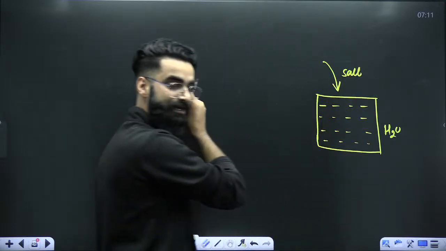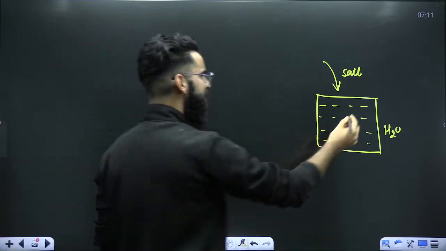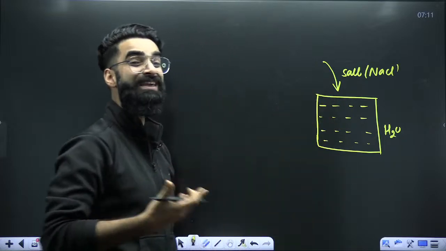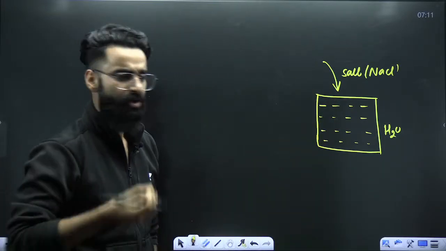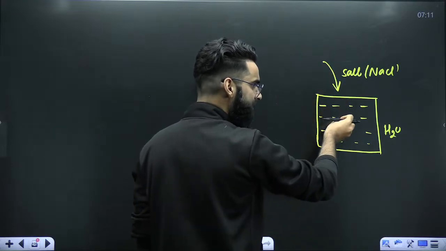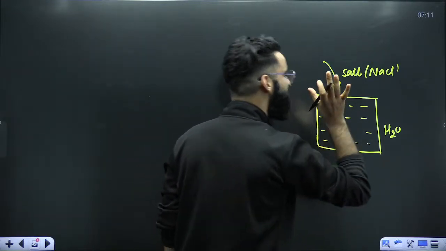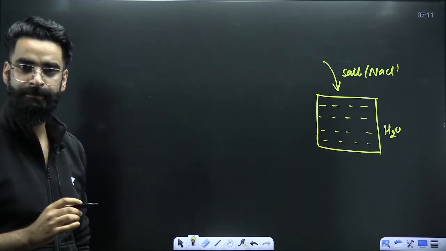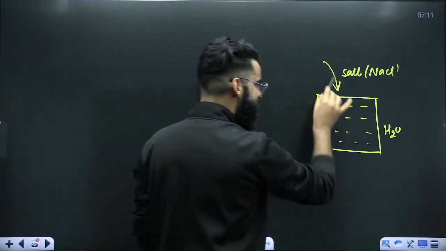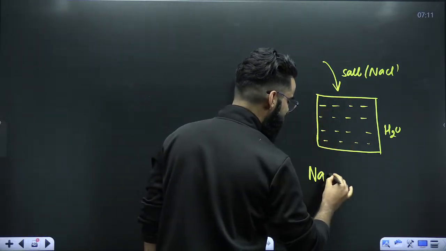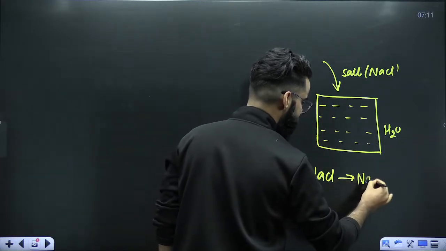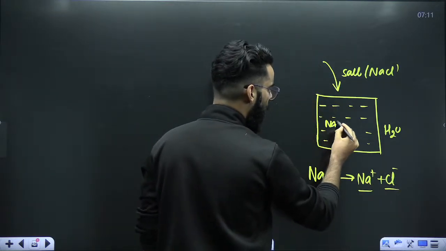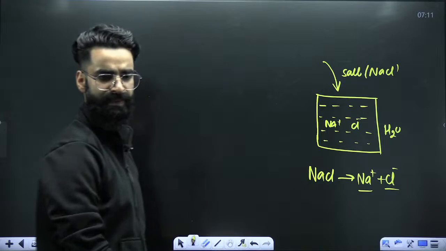Let's say you are adding some solute in it, let's say you are adding NaCl into it. Now, this NaCl which goes into the water, where does it go? First of all, it tries to fill the spaces between the water molecules, right? And when this NaCl goes into water, it dissociates in the form of Na positive plus Cl negative. So these Na positives and Cl negatives go into the spaces between the water molecules, right?